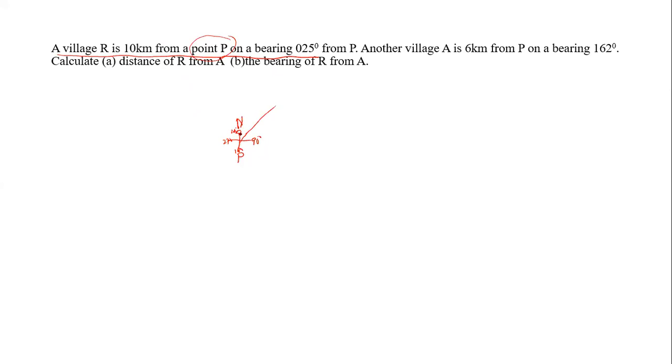So 25 means this is 25 degrees. Like I said, if there's any challenge, you can always chat me up. I will always read your chat. So this is 25 degrees, this is P. So it means this is village R. Anywhere here is village R. Just measure 10 kilometers. So it means this is R.